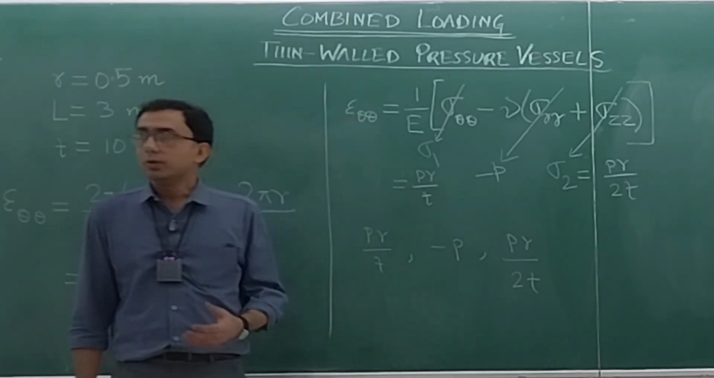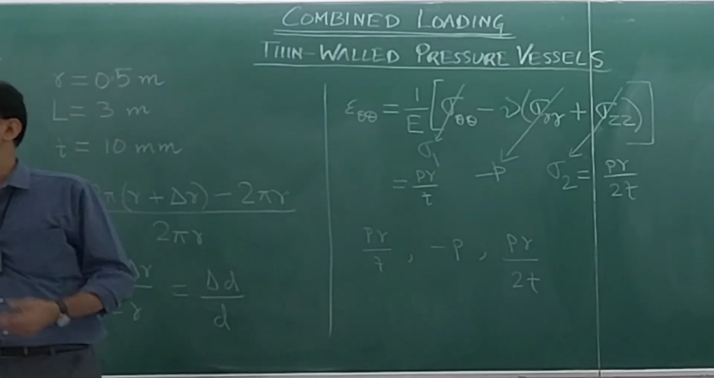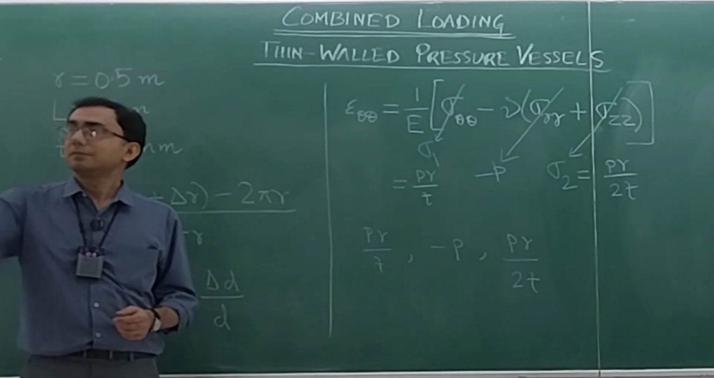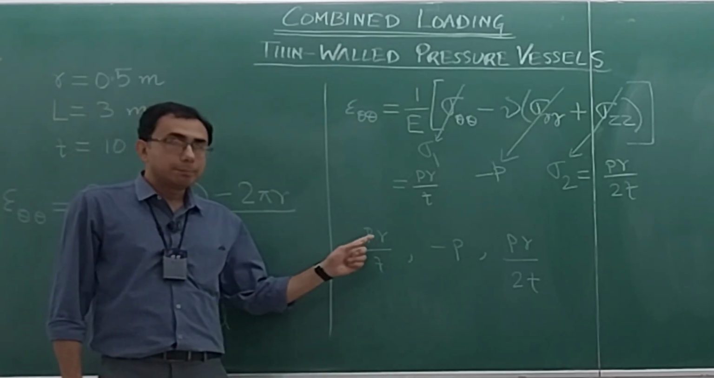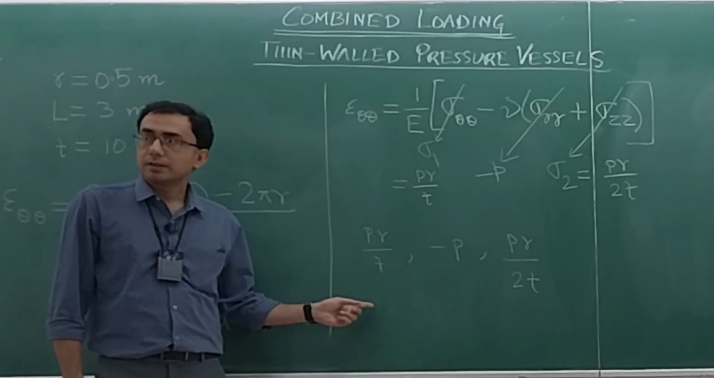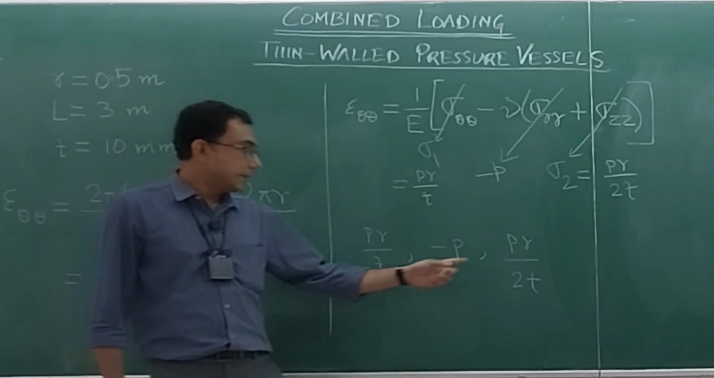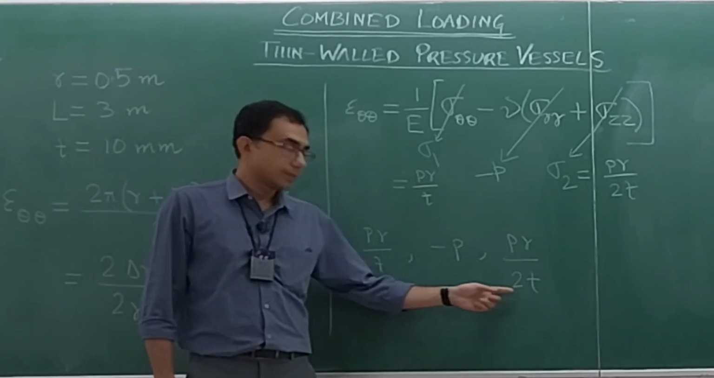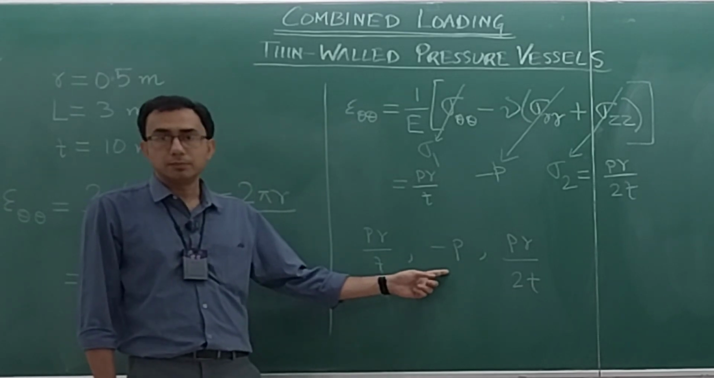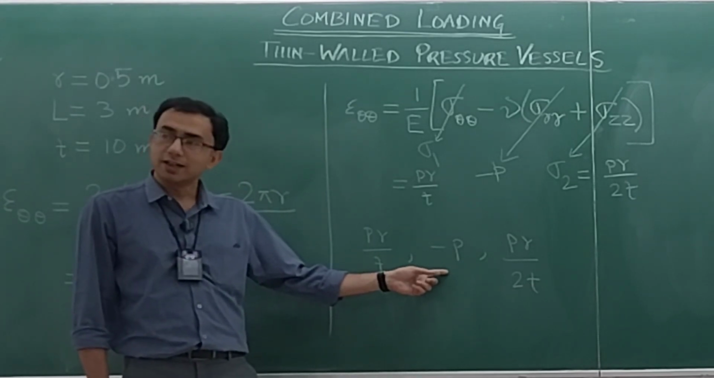Okay, so everyone listen very carefully. Last bench, please. Excuse me. Please listen to this very carefully. So PR by T, this is a huge number. PR by twice T, smaller than this, but still a huge number. But P is a small number. And we are going to neglect this P.